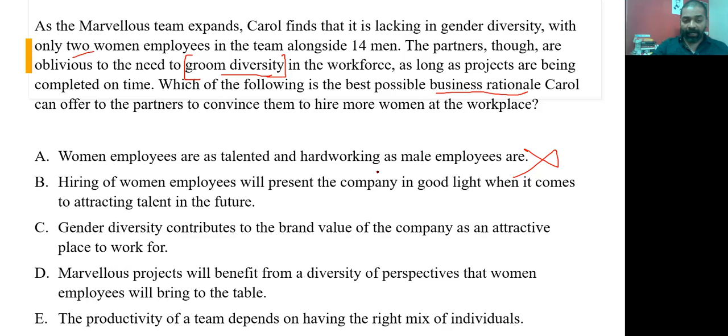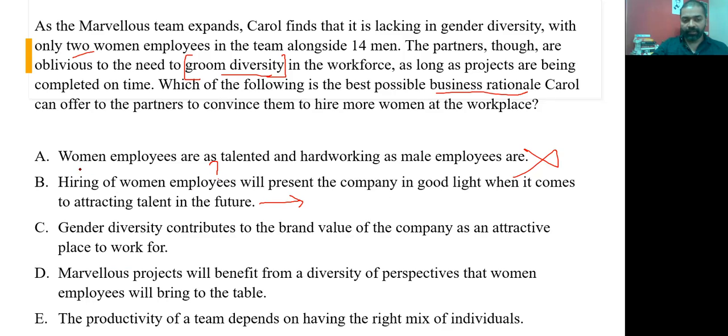So A won't work. Hiring of women employees will present the company in good light when it comes to attracting talent in the future. Possible. Okay, this is a possible rationale. If you want to attract good people, we want to create a good workplace, and hiring women employees helps. But that leaves one open-ended question, which is why. Why will it present the company in good light? Is it because female talent says, okay, there are only 2 women, so I don't want to join this? That is one more layer of questioning that comes under B.